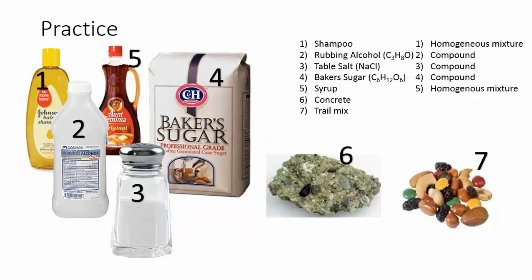Syrup. Syrup is a homogeneous mixture. We can't tell the parts from the whole, and it's got all kinds of stuff in there, sugar and water, and I can't tell the difference between the pieces. Concrete. Concrete is a heterogeneous mixture. You can see those rocks, and heaven only knows what else is in here from the gray stuff that binds it together. And trail mix. That's a heterogeneous mixture. We can easily pick out the fruit from the nuts and the candy.